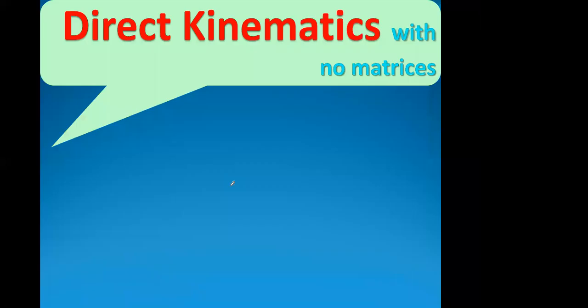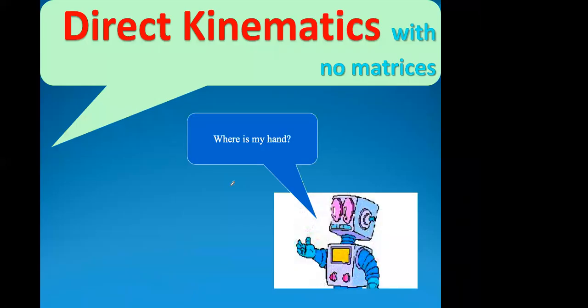So we will first talk about the direct kinematics. When we have direct kinematics with no matrices, just see how a robot can know: where is my hand? The robot is asking a question to himself. Where is my hand? Let somebody tell where is my hand. So when we have to find the position of the hand of a robot, that aspect will be called direct kinematics.